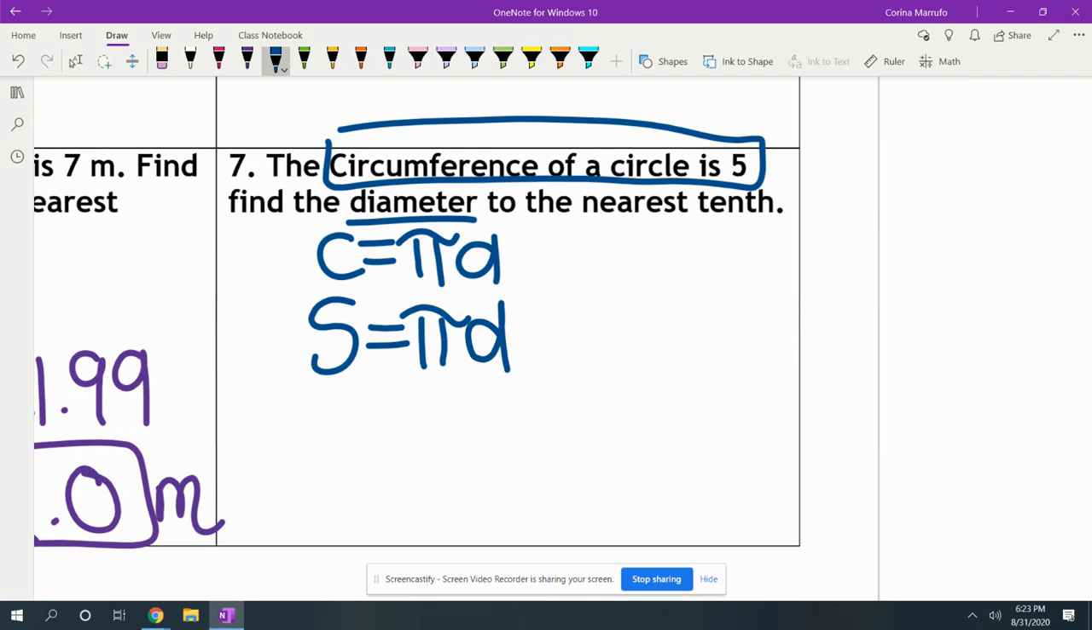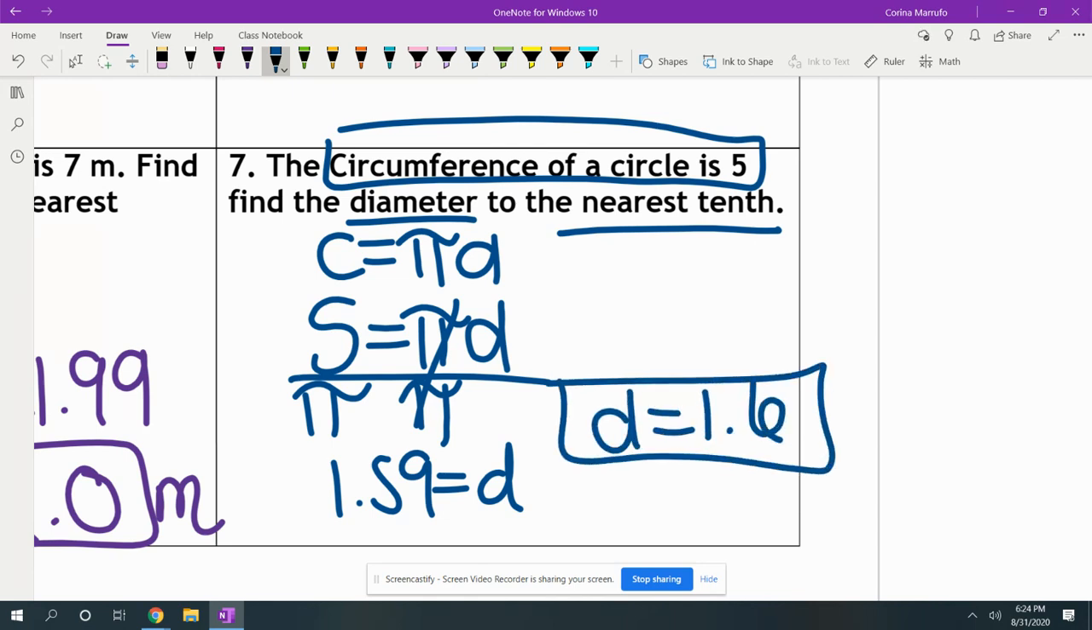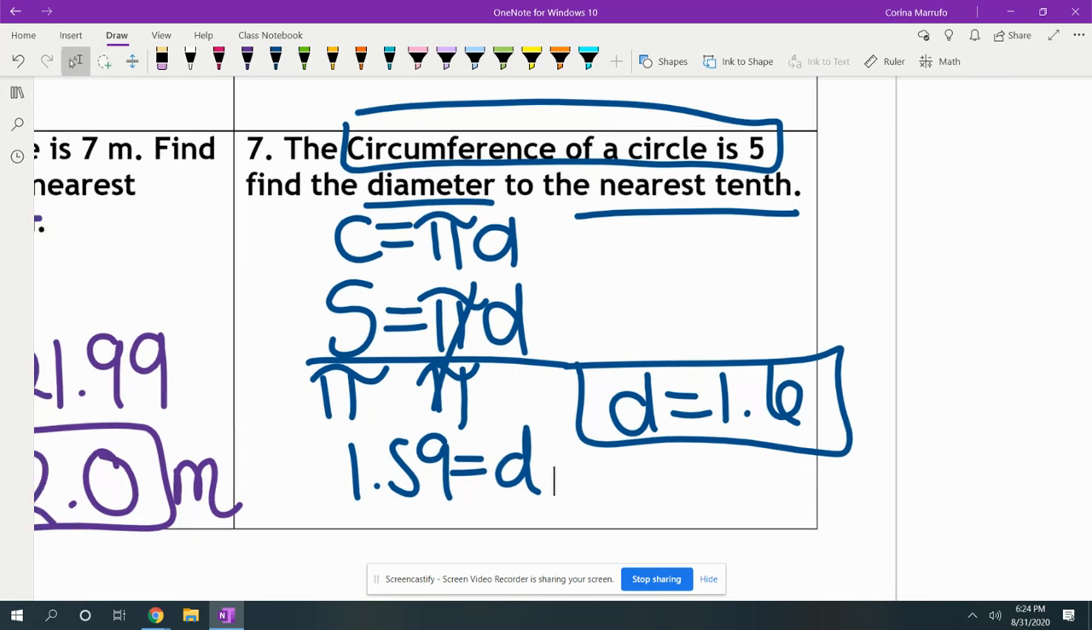So if we are solving for the diameter, we're going to have to get rid of the pi that's there by dividing by pi. So if we do 5 divided by pi, that gives us 1.59 is equal to our diameter, but they want us to round to the nearest tenth. So that would be 1.6. So our diameter equals 1.6. They did not give us units on this problem, so we'll leave it like that.